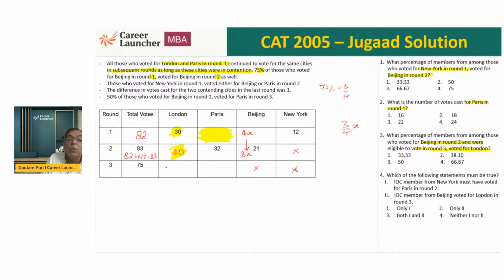Can they go to London? No, because London in round 1 had 30 voters. In round 2 also, London has 30 voters. So obviously, all these 30 have continued to vote for London from round 1 to round 2. So these extra voters cannot go to London. They will have to go to Paris. That means Paris has got extra voters, not London.